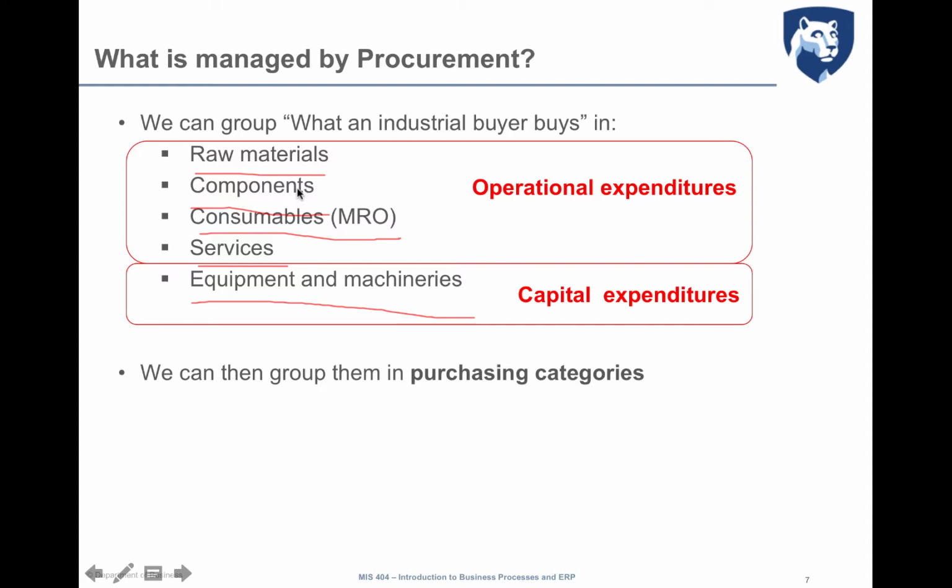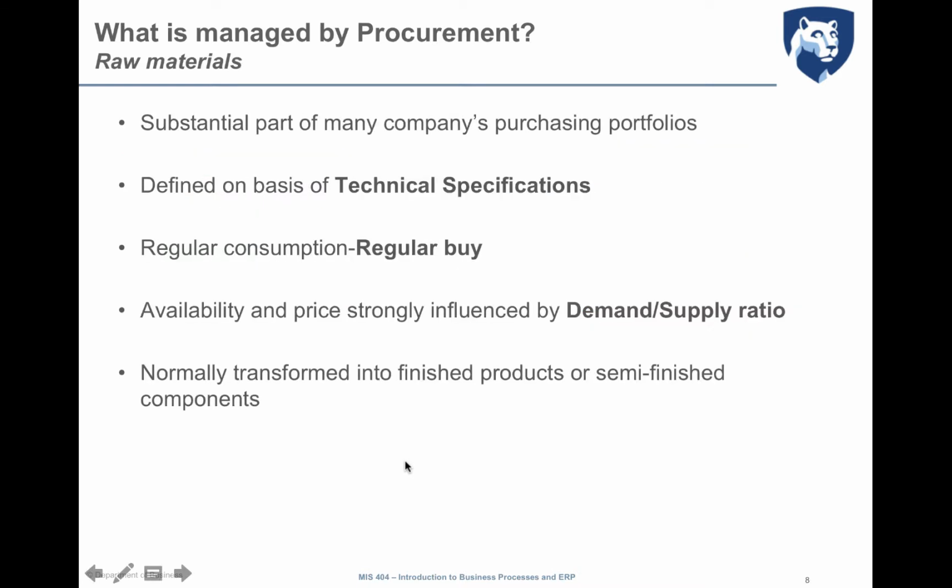Raw materials, components, consumables, and services realize what we call operational expenditure, meaning that their cost directly impacts the income statement of a firm, because operational expenditure is expenditure seen by the company during this year, and so it impacts the income statement of this year, while equipment and machinery is called capital expenditure, because it usually refers to the asset. It usually impacts the assets of an organization. So in first instance, the balance sheet, and in particular the asset part. Let's start with raw materials.